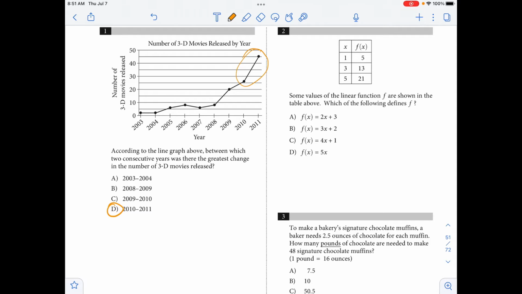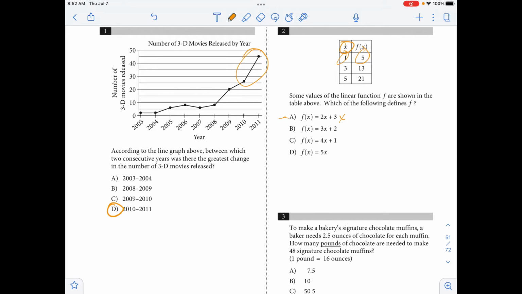Okay? Next one says, some values of the linear function f are shown in the table above. Which of the following defines f? To figure this one out, all we really have to do is plug in the x's and see what we get for the y's. If we plug in 1 for letter A, we get a 5. We plug in a 3, 2 times 3 is 6, plus 3 is 9, so that's not correct. Next one, if we plug in a 1, 1 times 3 is 3, plus 2 is 5. All right, and we get a 5.